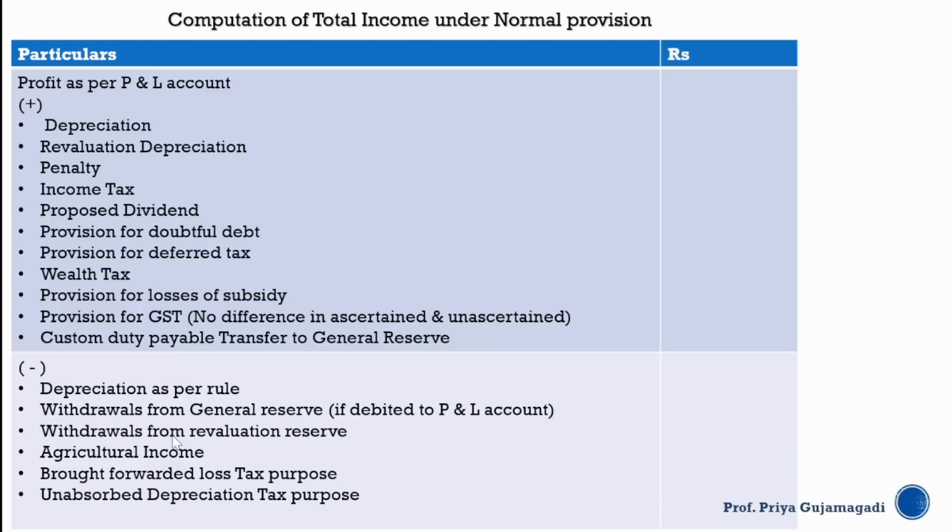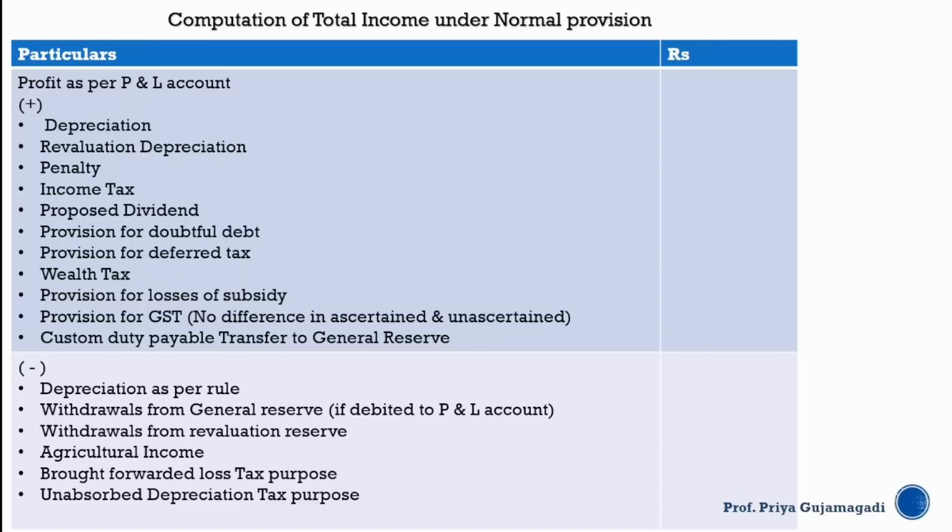Withdrawal from general reserve, if debited to P&L account, it is very important. When it comes, if it is debited, then only we have to minus it. So without debiting to P&L account, if something is given in bracket, we should not consider that. Withdrawal from revaluation reserve. So how much is the withdrawal amount? Directly we will take here. Okay, while calculating book profit, there is some adjustment to be made. But here, how much is the withdrawal from revaluation reserve? Full amount we have to take.